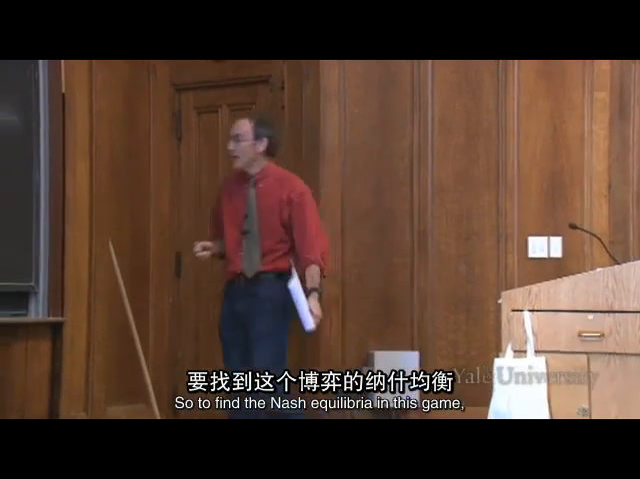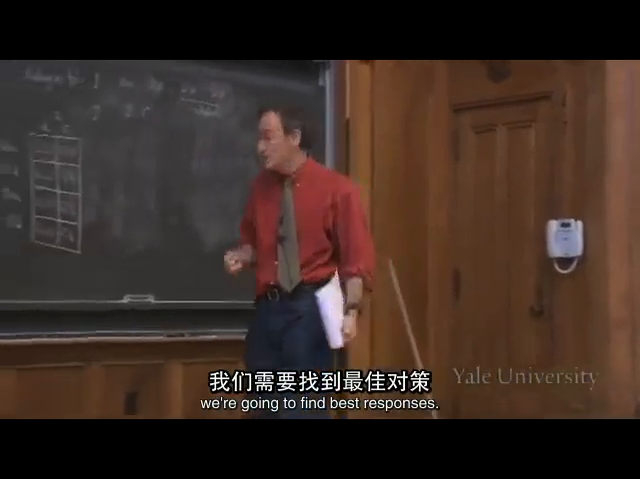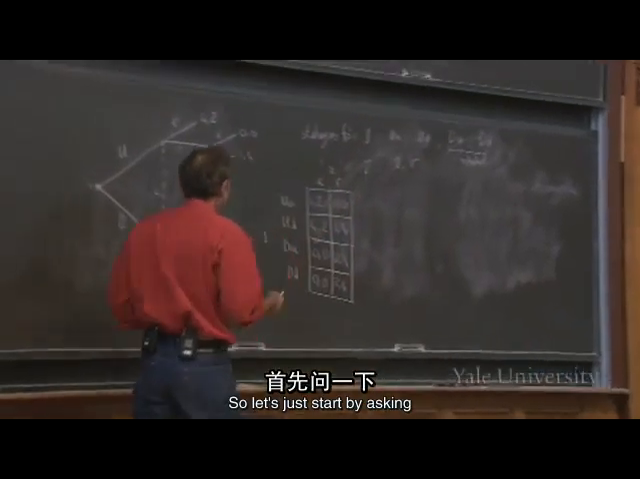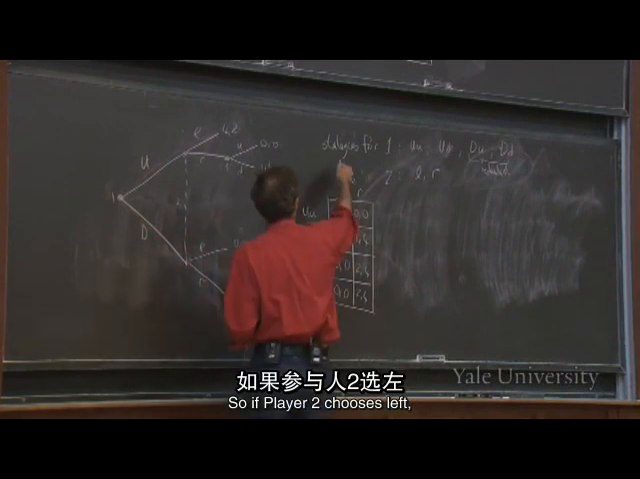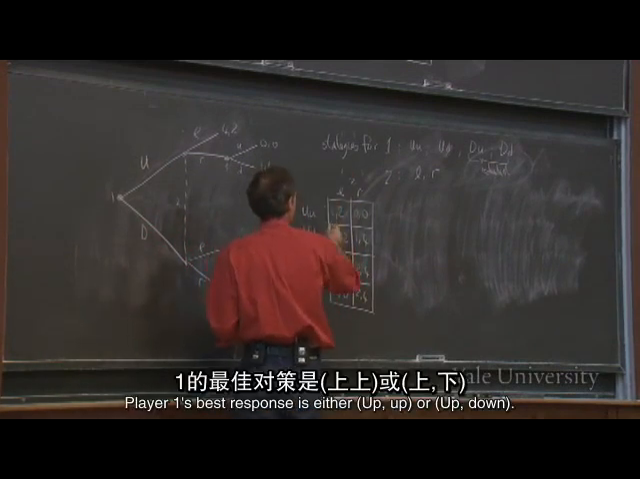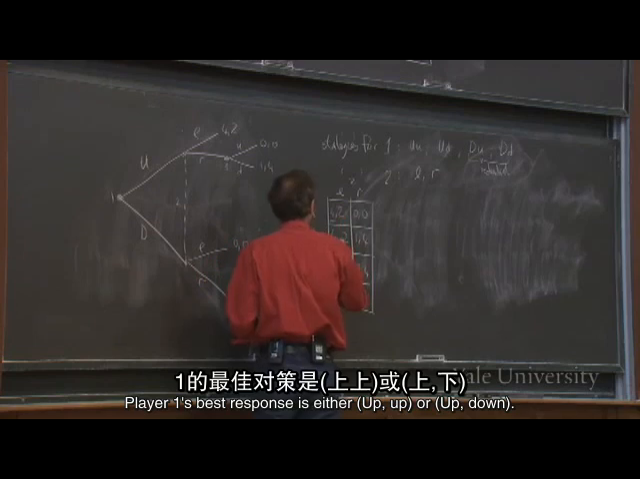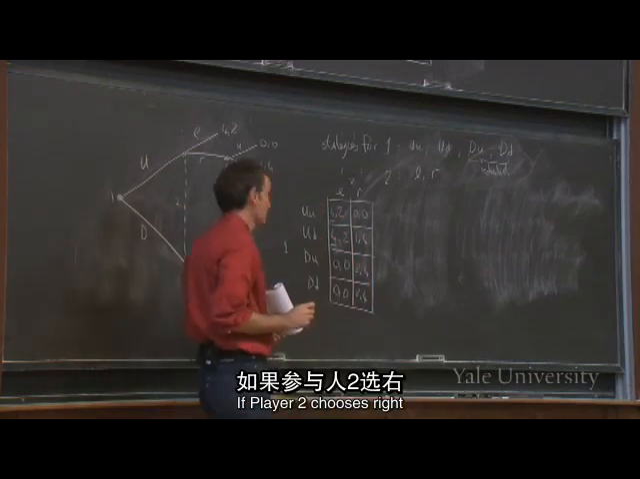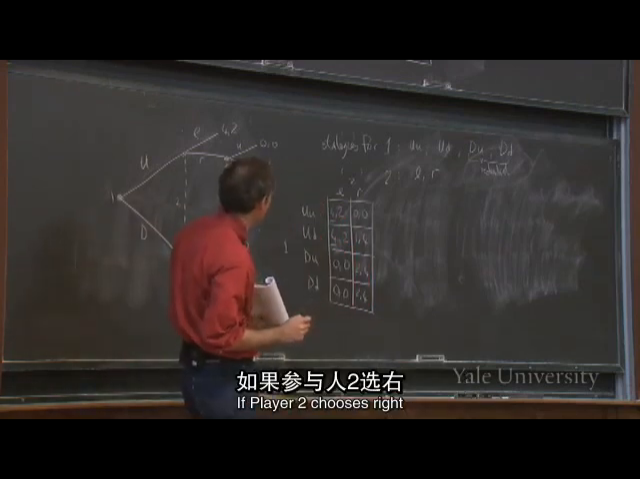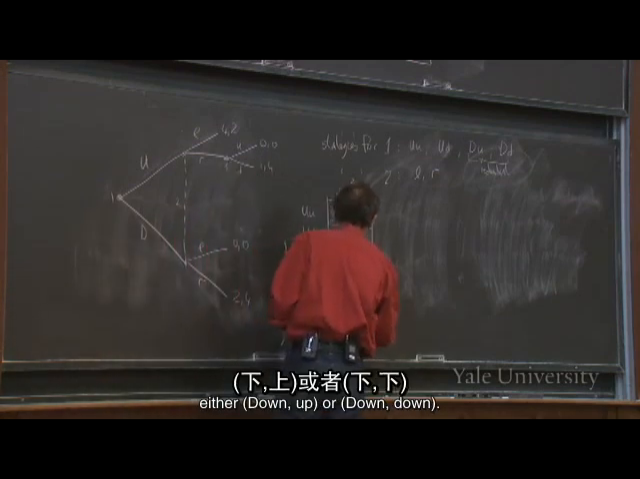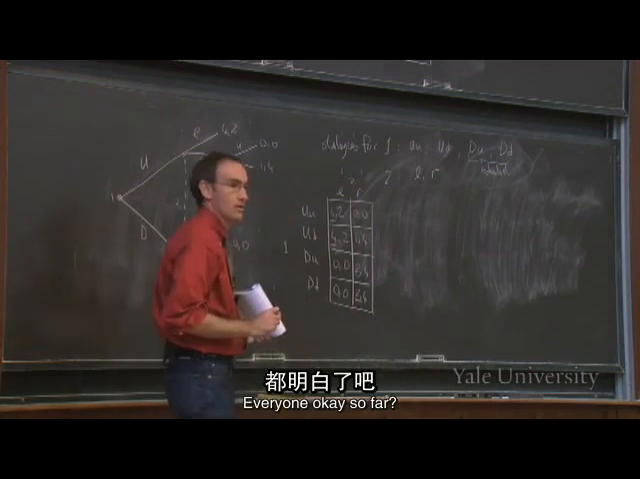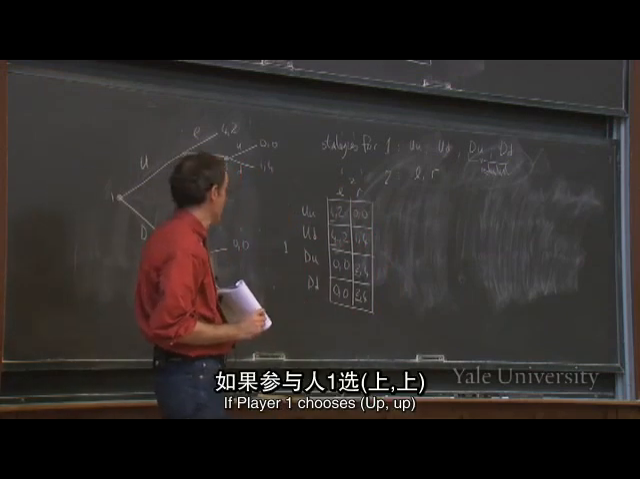All right, so to find the Nash equilibria in this game, we're going to find best responses. Let's start by asking, what is the best response to left? If player 2 chooses left, player 1's best response is either up, up, or up, down. If player 2 chooses right, then player 1's best response is either down, up, or down, down. Everyone okay so far?